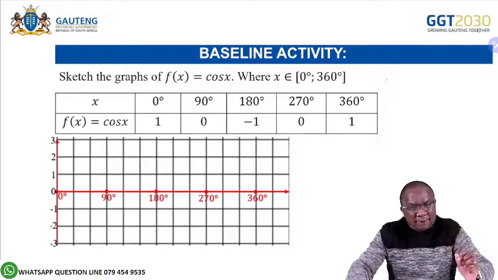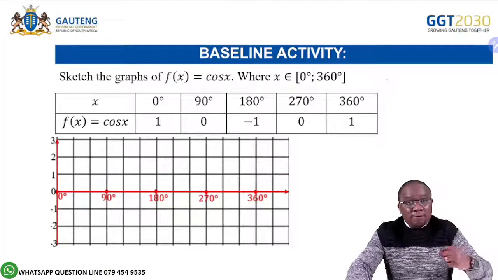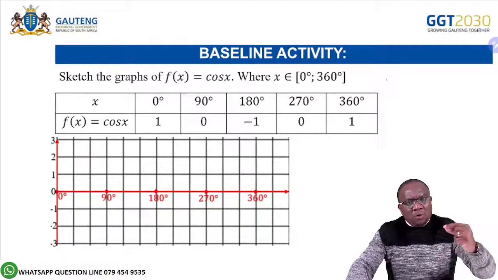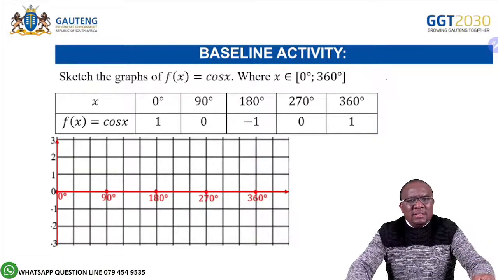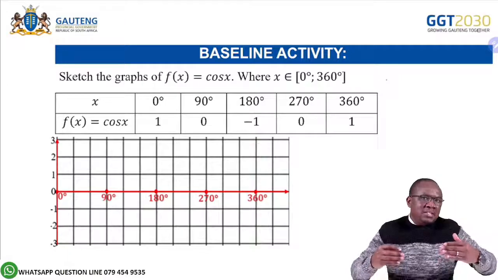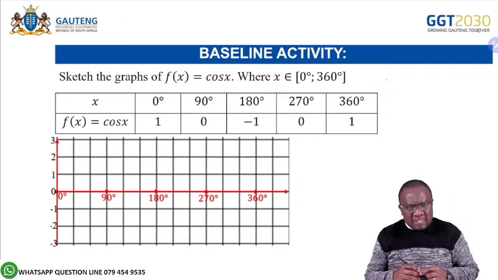Cretins, this is very, very important for you to be able to know the key features of this parent graph. What is the maximum value or the coordinates of the maximum point? Where do we find the x-intercepts? Where do we find the minimum point? So that when we're doing the shifting now, the transformations, it becomes very easy for you to understand, isn't it?